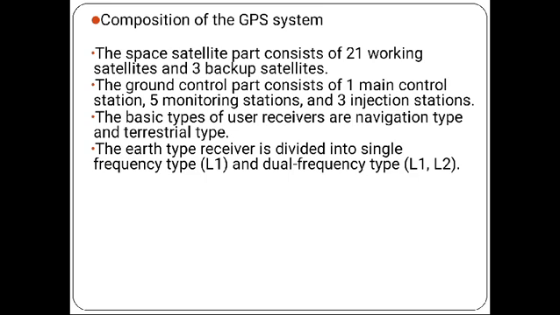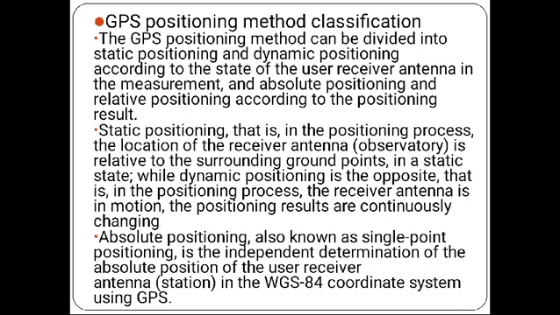Composition of GPS system. The space satellite part consists of 21 working satellites and 3 backup satellites. The ground control part consists of 1 main control station, 5 monitoring stations and 3 injection stations. The basic types of user receivers are navigation type and terrestrial type.